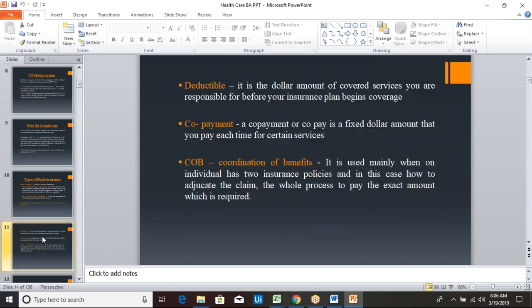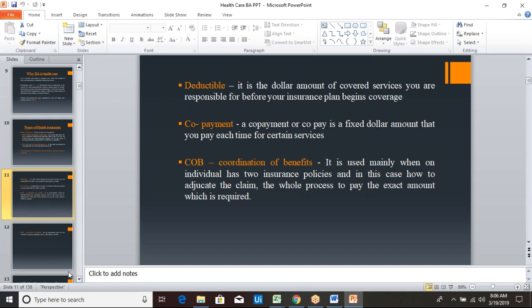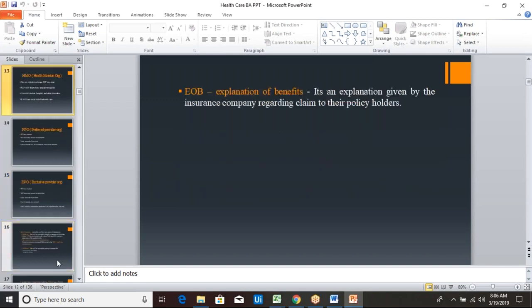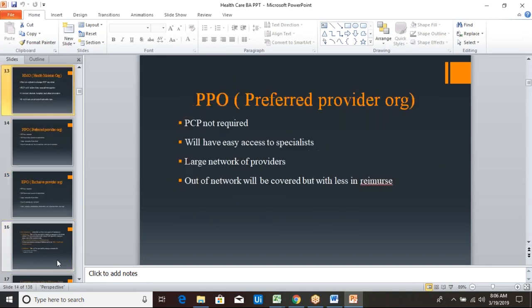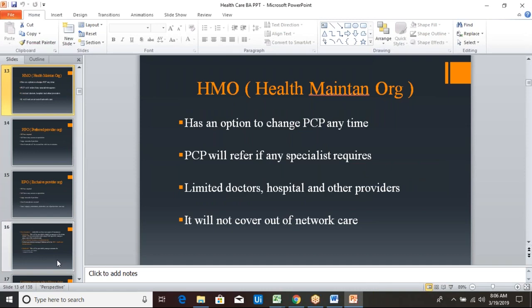Next, followed by this, are deductibles, co-payment, and COB. These are the three major points we need to understand, and I'll explain them later. Before that, let me explain HMO and PPO. Okay, HMO and PPO I have already explained.